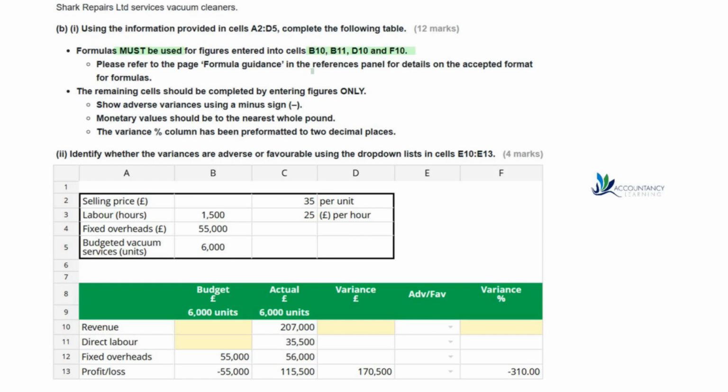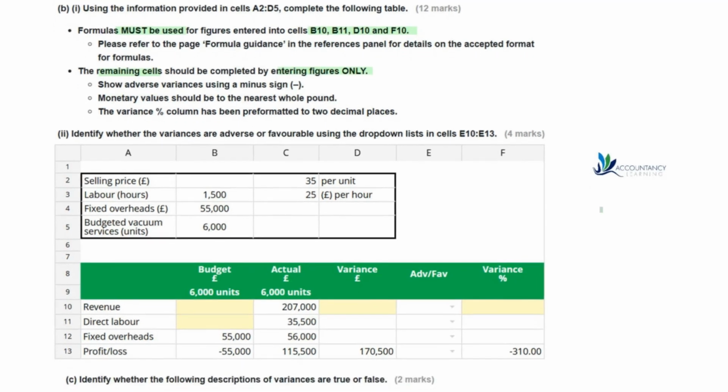On the right hand side of your screen, you'll have a references box. You can click on there and it will show you the formula guidance. We're then told that all the remaining cells that we're going to fill in should be figures only. So we shouldn't be using formulas in any cells but the 4 highlighted in yellow at the bottom here. We need to make sure that we show adverse variances using a minus sign. Our monetary values should be to the nearest whole pound, and the variance percentage column is already pre-formatted to 2 decimal places.